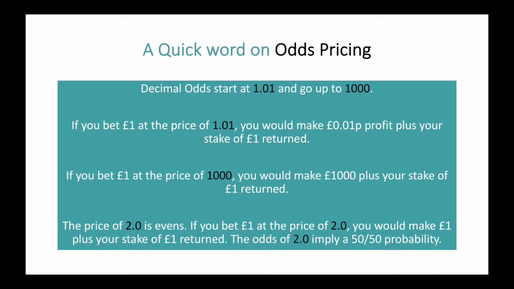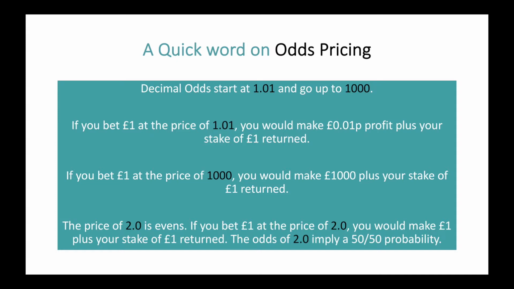Now if you are completely new to this world of match betting, then let me explain a little bit more about the odds pricing. Now decimal odds start at 1.01 and go up to 1,000. Now if you were to bet £1 at the price of 1.01, you would make 1 pence profit, plus your stake of £1 would be returned. So you would get £1 and 1 pence returned to you.